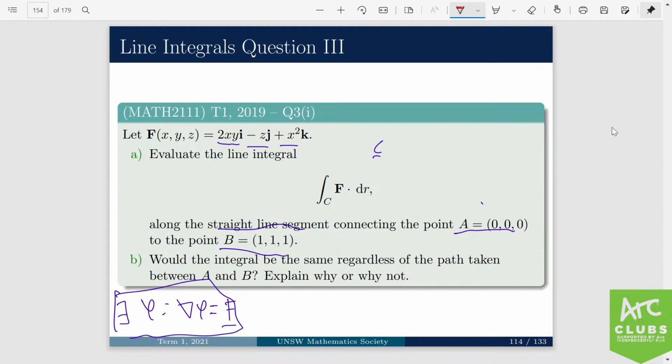Wait, what is the curl of f equals 0? Show that. Can you explain why curl f equals 0 shows that they're the same?